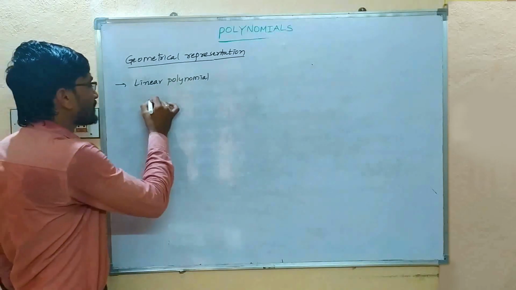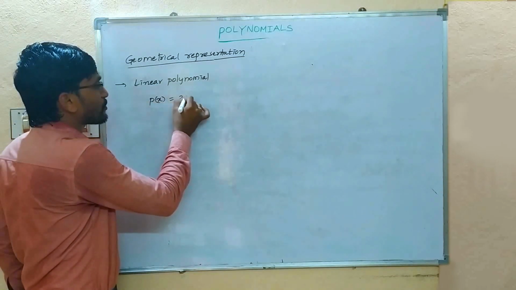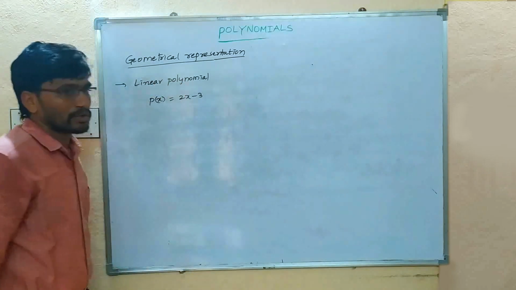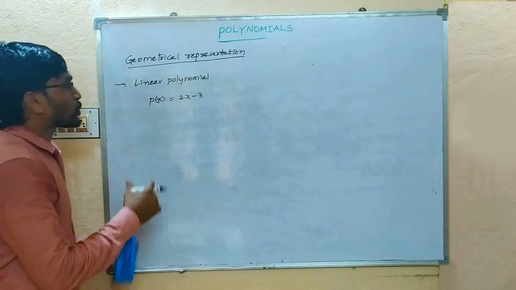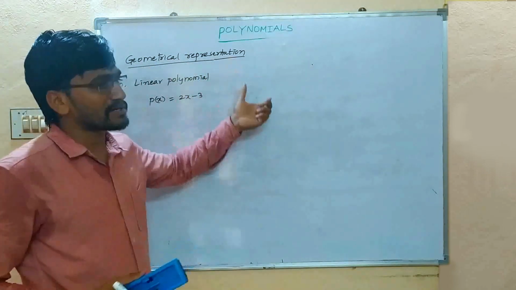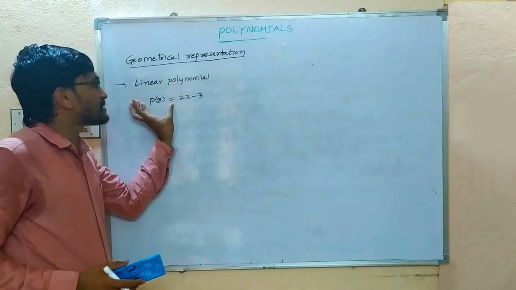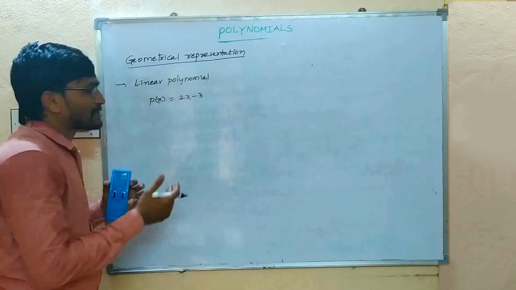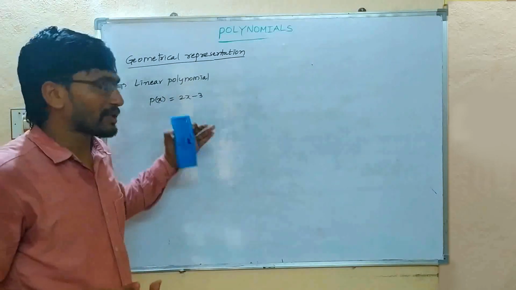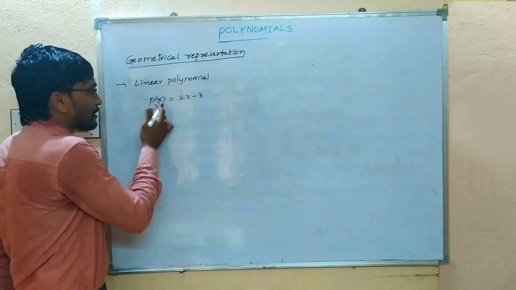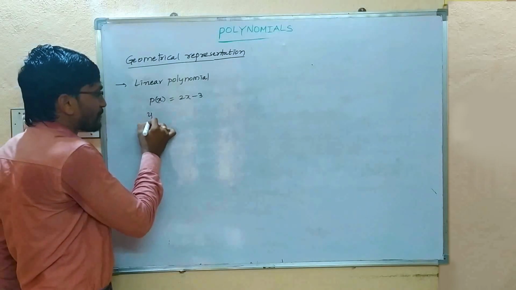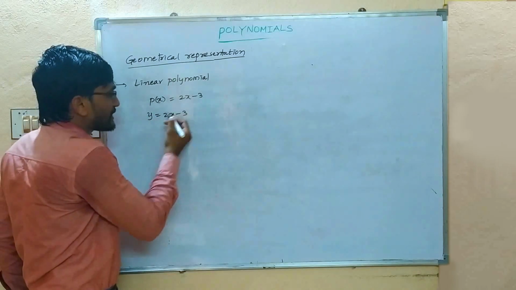I want to consider linear polynomial as p of x is equal to 2x minus 3. So for drawing graph, geometrical representation, nothing but we can draw a graph. For drawing graph, I want to assume this p of x as y because we need coordinates that are nothing but x and y. So I want to consider this p of x as y. y is equal to 2x minus 3.